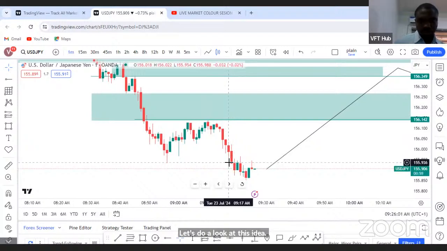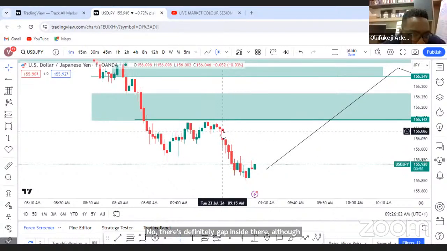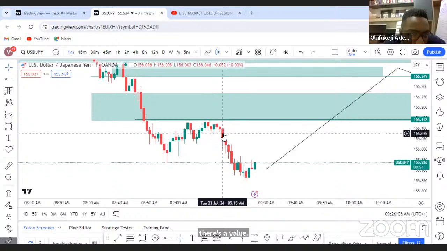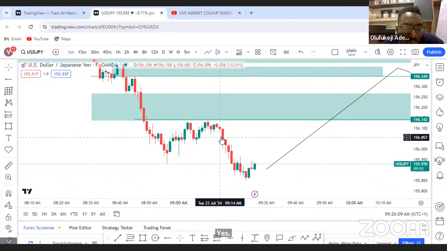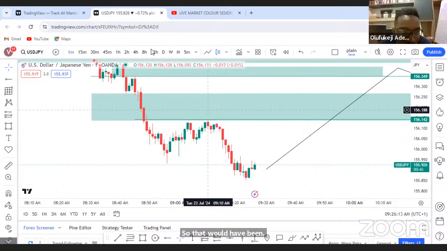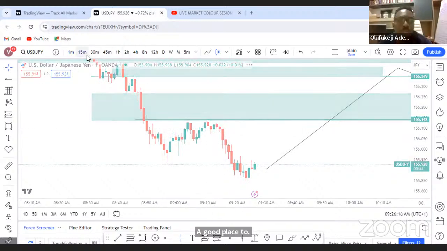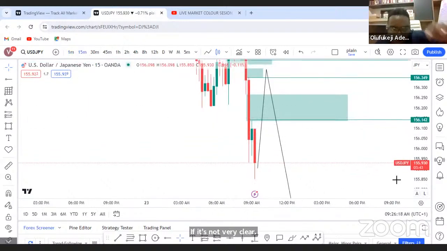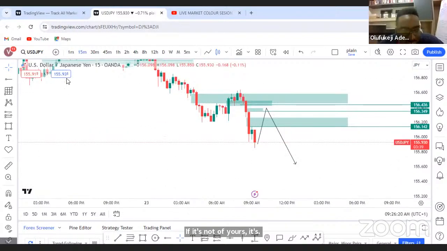Although there's a fair value gap to the right that closed below that low. So that could have been a good place to enter. But another thing is, if it's not very clear, if it's not obvious, it's dubious. But yes, there is some sort of thing there that would have given you that move to the downside that you would have caught.